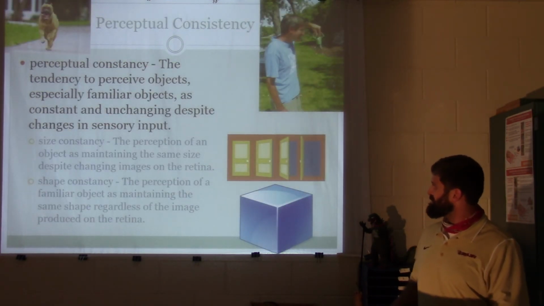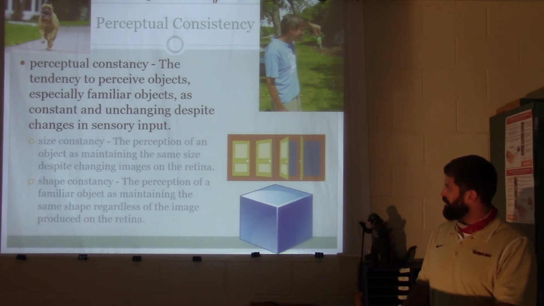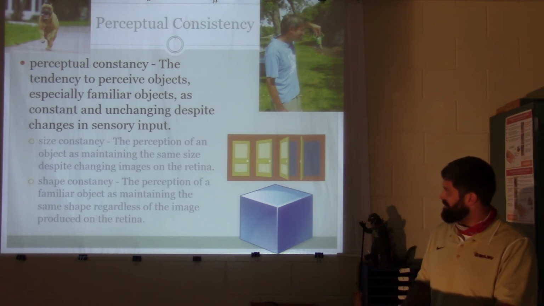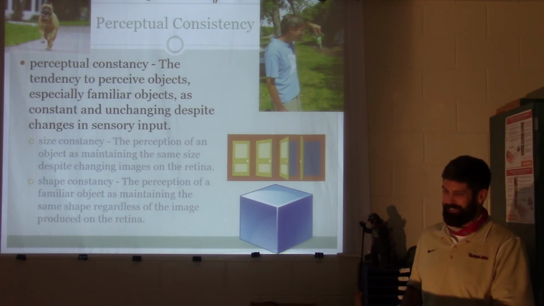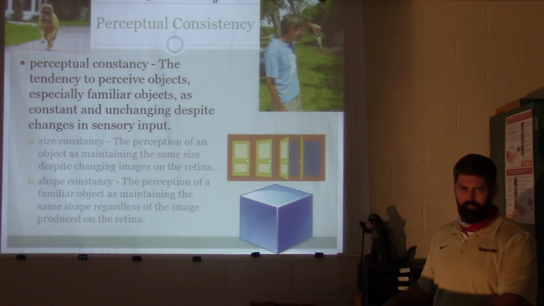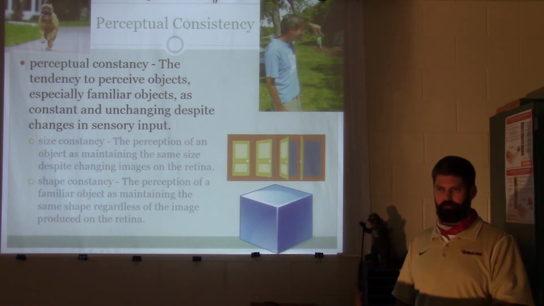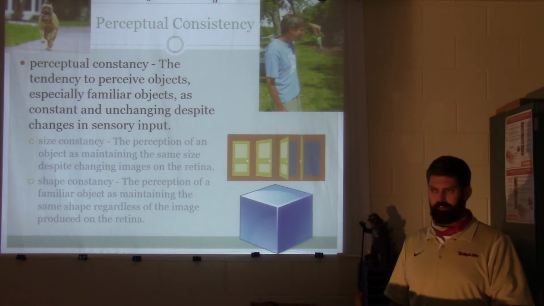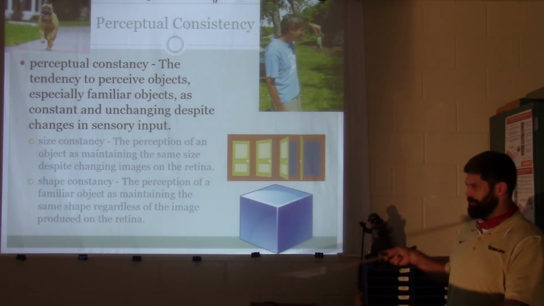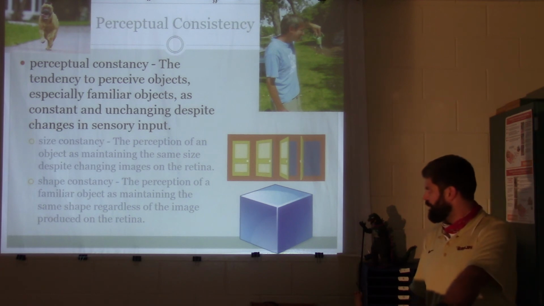Perceptual constancy. The tendency to perceive objects, especially familiar objects, as constant and unchanging despite changes in sensory input. When a door closes, you can definitely tell that it has changed visually, right? I mean, it doesn't necessarily look like the door did, but we keep it the same because we know what a door is using perception.